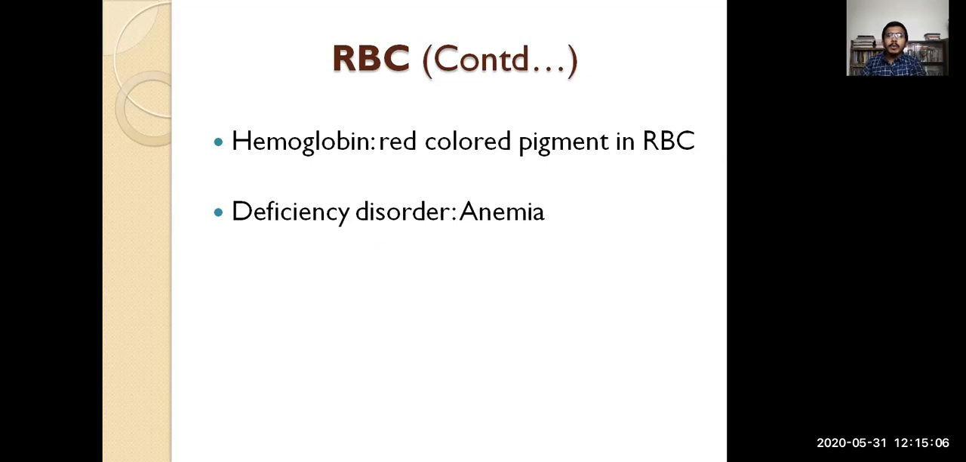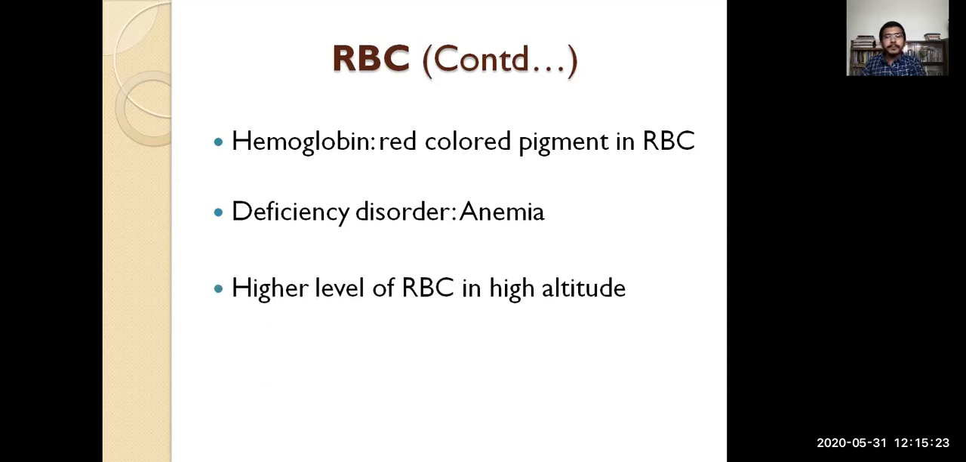But if the hemoglobin level in the RBC goes down due to different factors, like if there is less intake of iron, or there is excessive hemolysis, then that can lead to a reduced amount of hemoglobin in the blood. This condition is known as anemia.